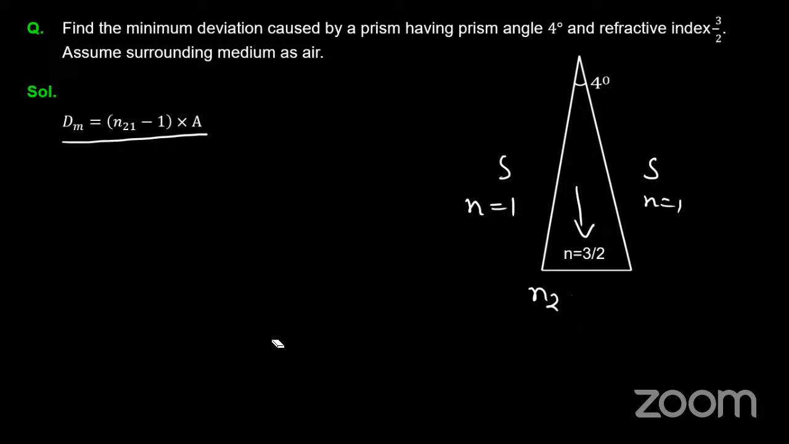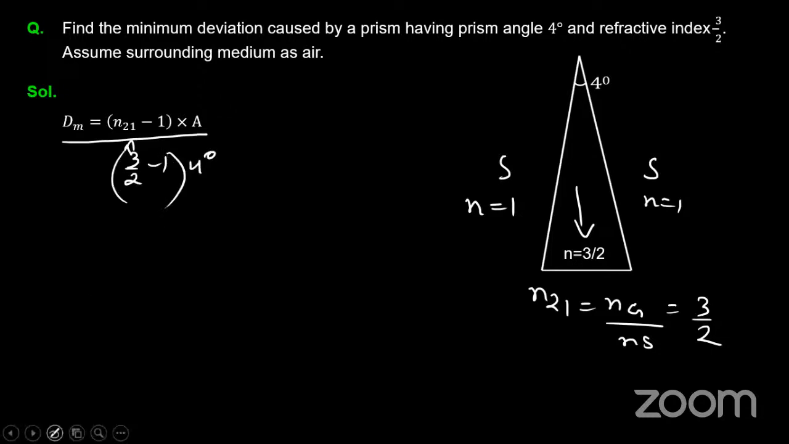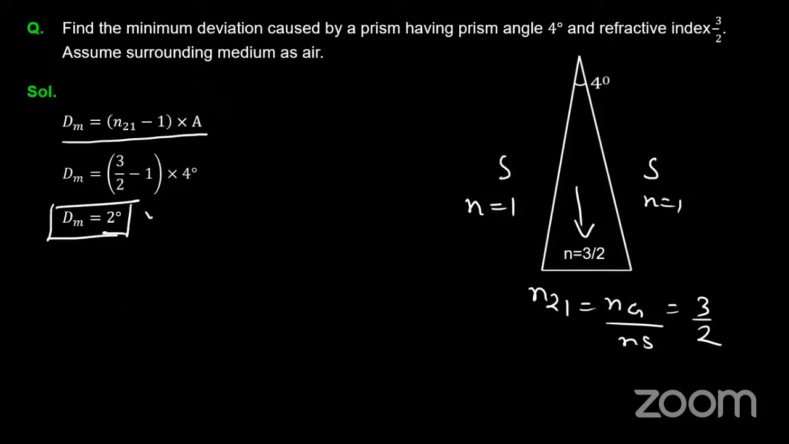So we'll say that n21 is basically n of the internal glass upon n of the surrounding medium. It is 3 by 2 upon 1. We put this value, minus 1, into the angle of prism, which is 4 degrees here. So the angle of deviation comes out to be 2 degrees, and that was asked in this question.